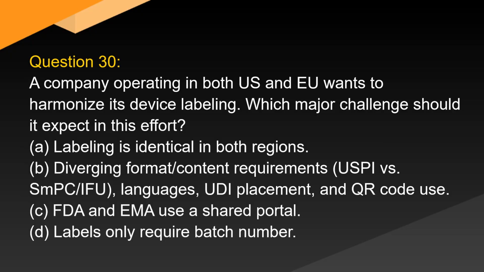Question 30. A company operating in both US and EU wants to harmonize its device labeling. Which major challenge should it expect in this effort? A. Labeling is identical in both regions. B. Diverging format and content requirements, USPI vs SmPC/IFU. Languages, UDI placement and QR code use. C. FDA and EMA use a shared portal. D. Labels only require batch number.